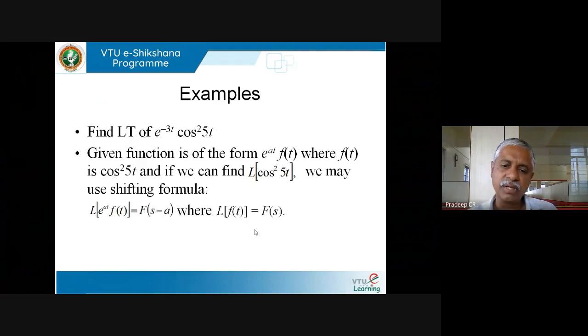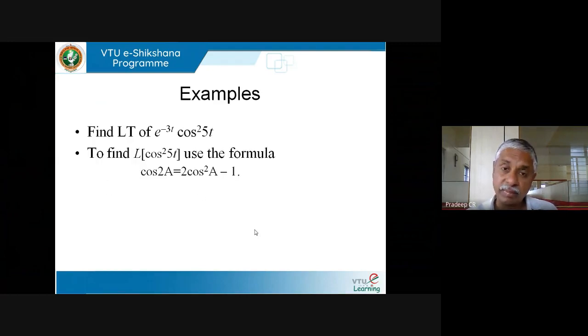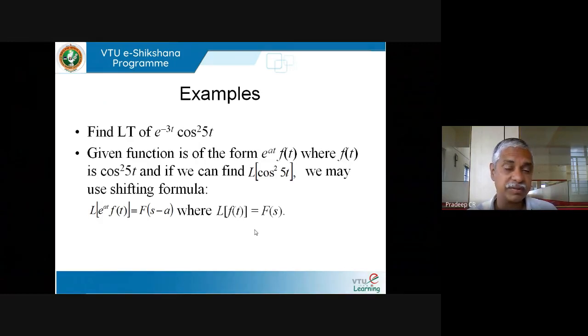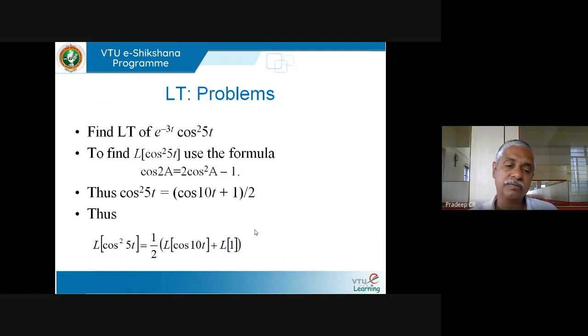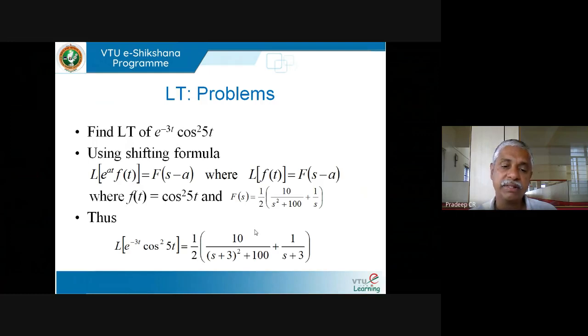So you use the shifting formula. But how do I find Laplace of cos square 5t? We have already seen Laplace of sine square something, and at that time I told you how to find Laplace of cos square. We basically use cos 2a is equal to 2 cos square a minus 1. So in this case, cos square 5t is (cos 10t plus 1) by 2. Then Laplace of cos square 5t is half of Laplace of cos 10t plus L of 1, which I know how to find. And then if I want Laplace of e power minus 3t into cos square 5t, I just replace s by s plus 3. There you go. That's Laplace of e power minus 3t cos square 5t.